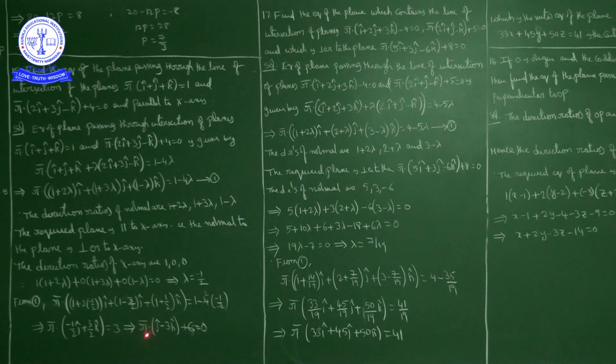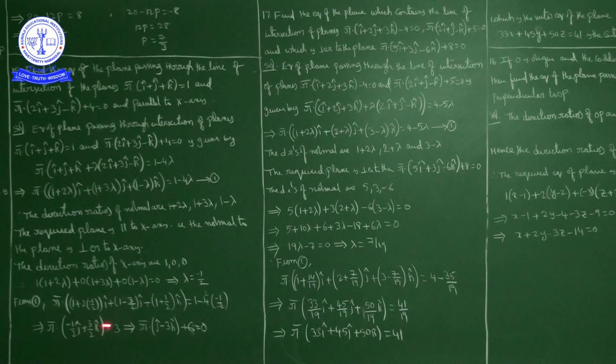Now what we get, r bar dot product with j cap minus 3k cap is equal to, both sides multiply with 2 ma. Okay. Now this side will get as 6. Now write 6 this side. So what we get, r bar dot product with j cap minus 3k cap plus 6 equal to 0.